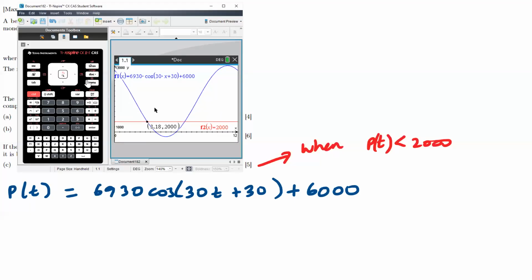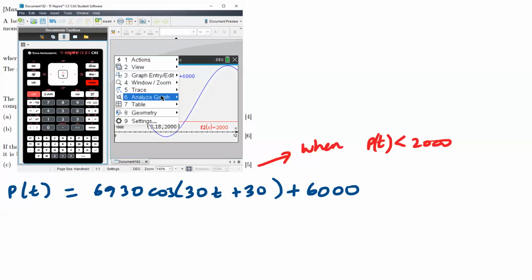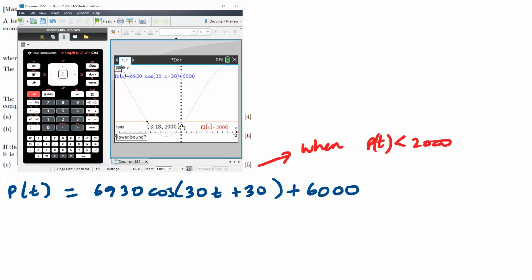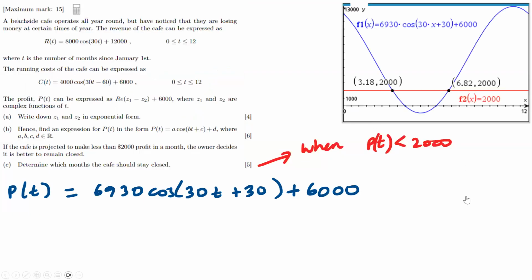So now we need to find the second intersection point, just going to the menu, number 6, Analyze Graph, and selecting number 4 for an intersection. And then we can go to the left and click over to the right, and we get the coordinates of the second intersection point. And I'll again just change the y coordinate into a normal number. So the profits start to come back up above $2,000 after 6.82 months. So that's the information we need to know there. And I'll just put a graph of those intersection points up on the screen.